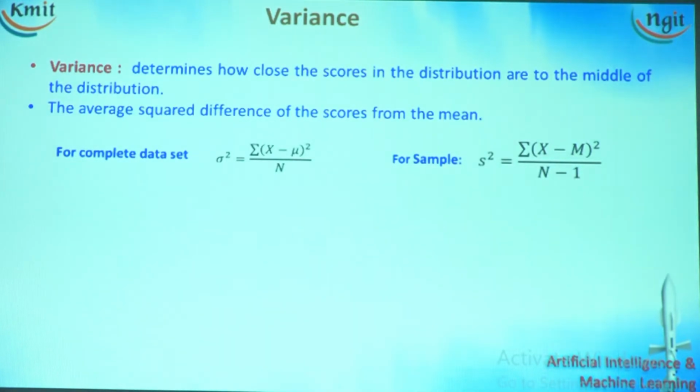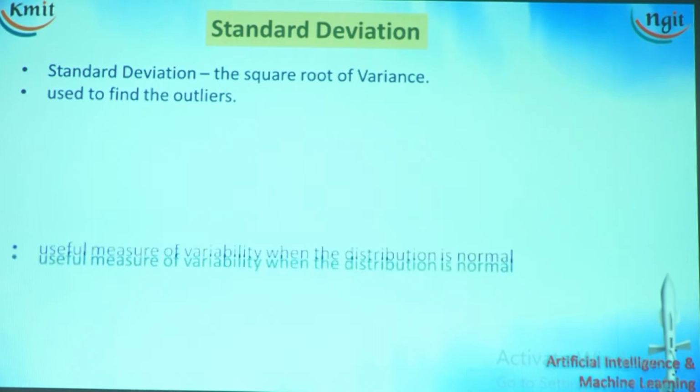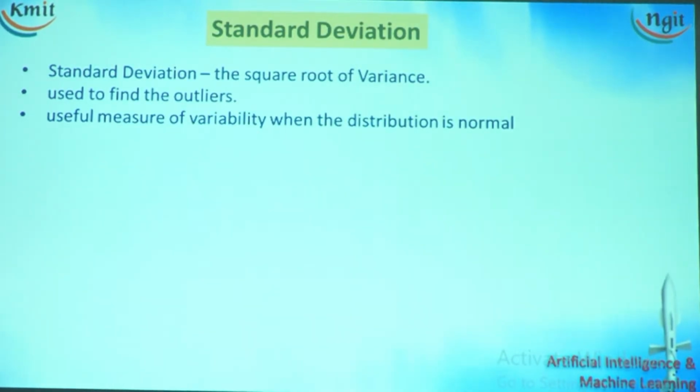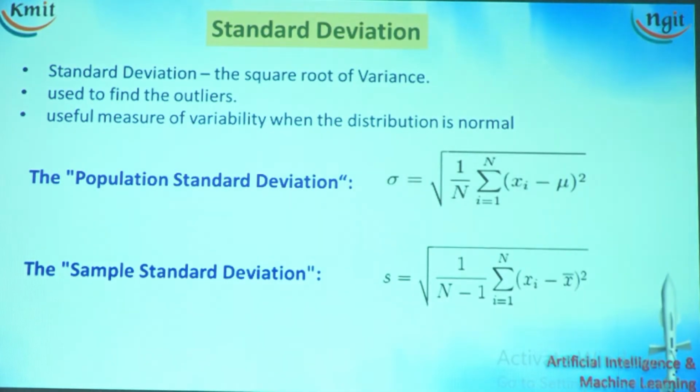Okay? Next. Standard deviation. What is this? Square root of variance. It helps you to find out outliers. It is a useful measure of variability when the distribution is a normal distribution. When you have normally distributed data, the measure of variability is good if you go for standard deviation, which is nothing but the square root of variance.